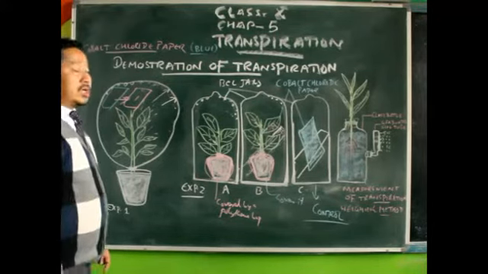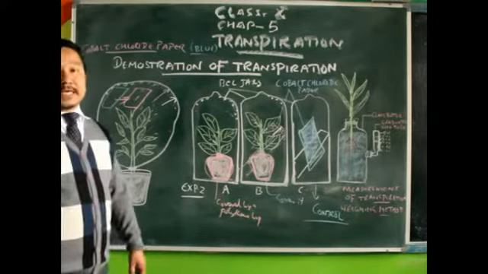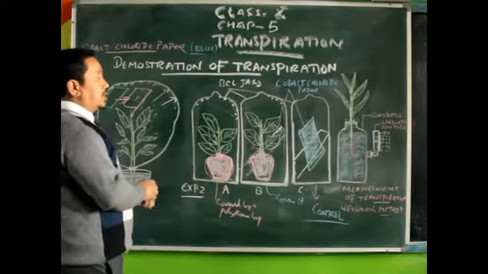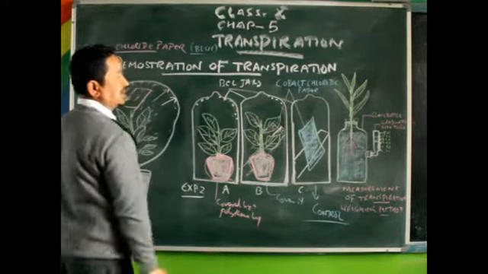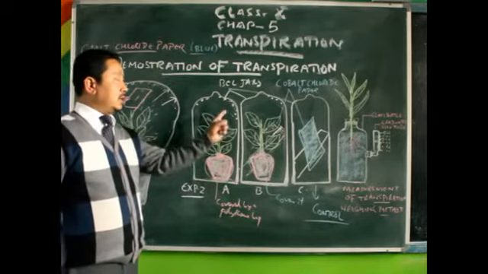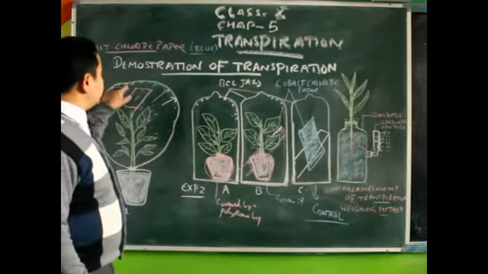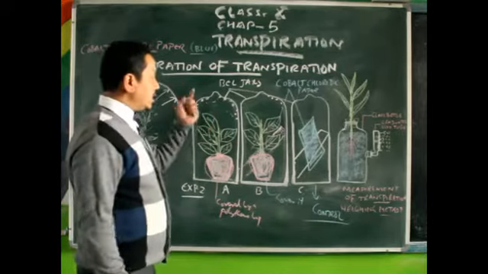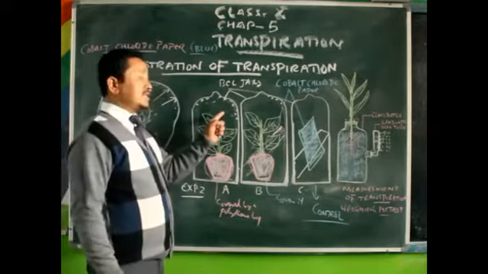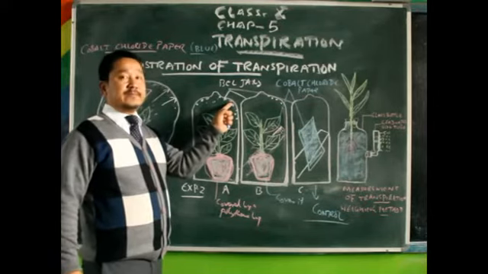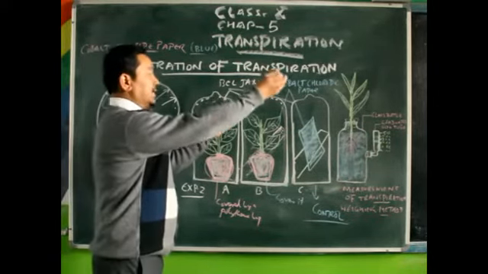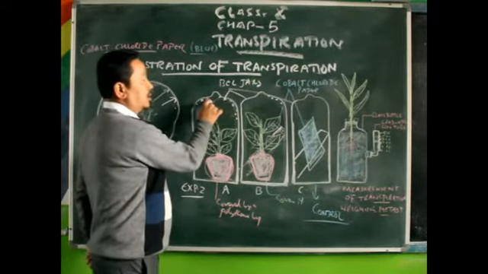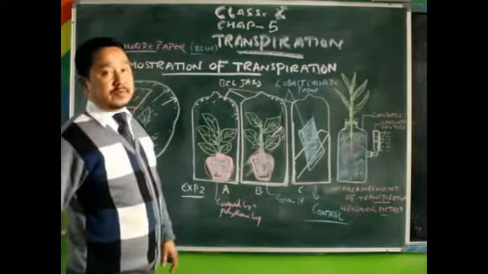Then after some hours, you observe the setups A, B and C. Okay, now see. In setup A, you see droplets of water on the inner side of the bell jar. Actually it was all coming from the plant in the form of vapor, but once that vapor strikes the wall of the bell jar, because of the lower temperature outside than inside, the water vapor is condensed into droplets. So those droplets can be easily seen from outside.